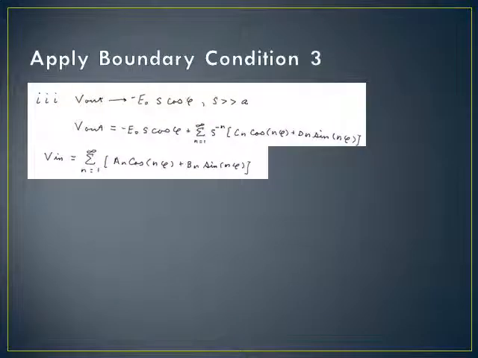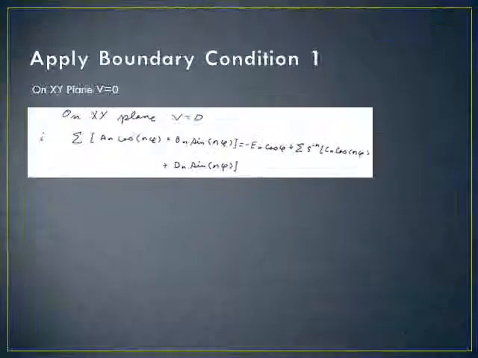We're going to apply the third boundary condition: V out equals negative E0 s cosine phi for s much greater than a. And here it is applied in this picture. Then we're going to state V in. Now we're going to apply boundary condition 1 on the xy plane: V is equal to 0, and it's shown in the picture.